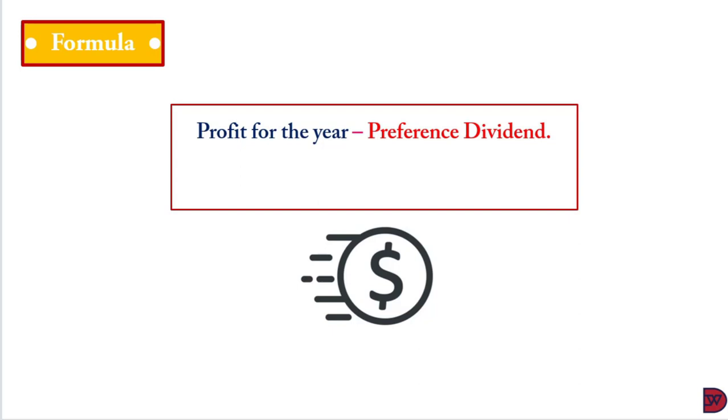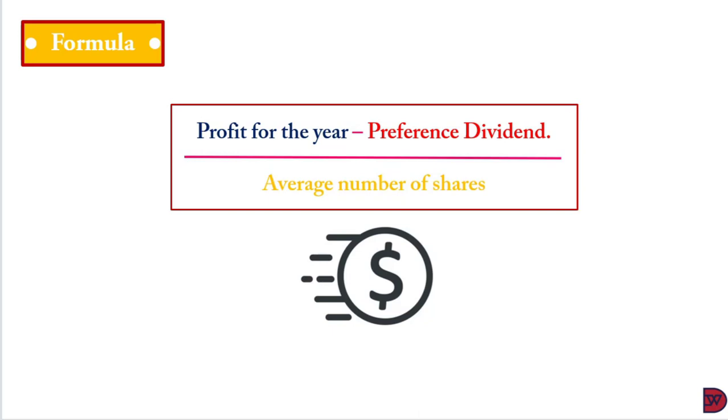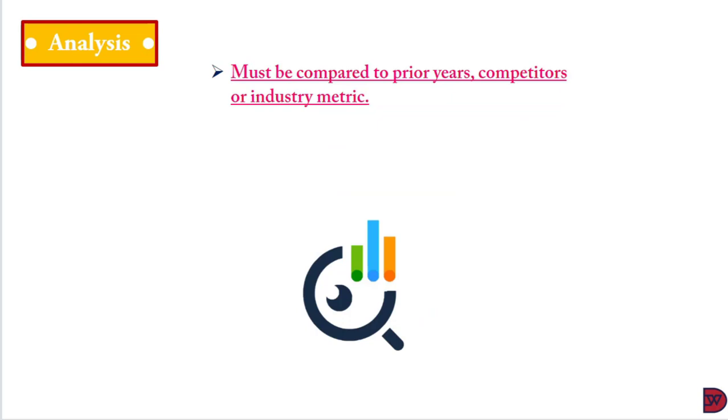The formula is the profit for the year, then we deduct preference dividend. We've already spoken about preference dividend when we were dealing with dividend per share. We are looking at the earnings that is attributed to the common or ordinary holders of the business's equity. And we divide it by the average number of shares, or we just find the total number of shares available. Now, to make a meaningful analysis of the business, it must be compared to the prior year of the same business, to competitors of their choosing, or to industry set metrics.